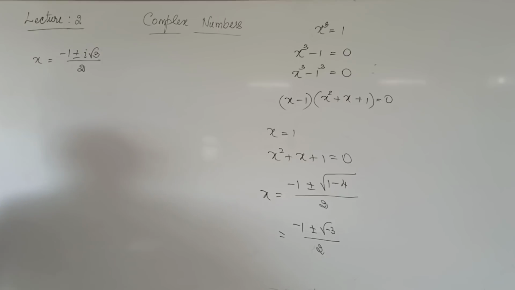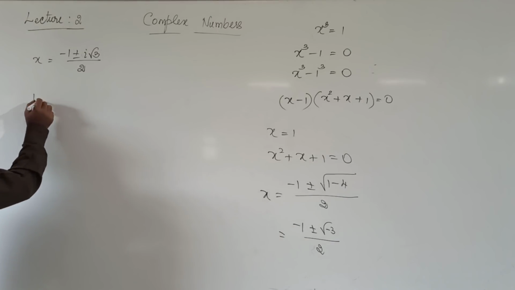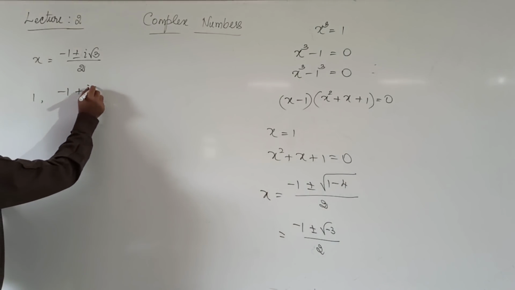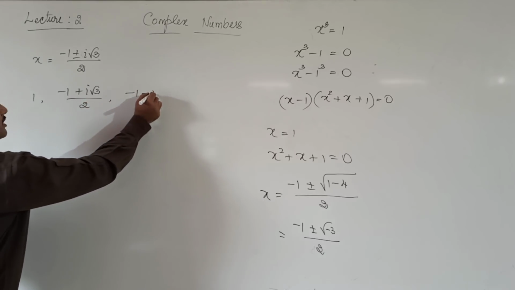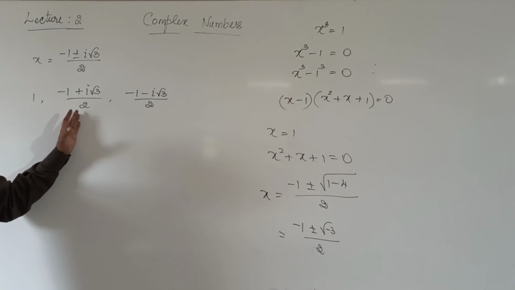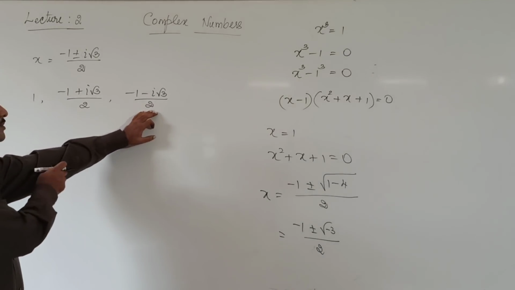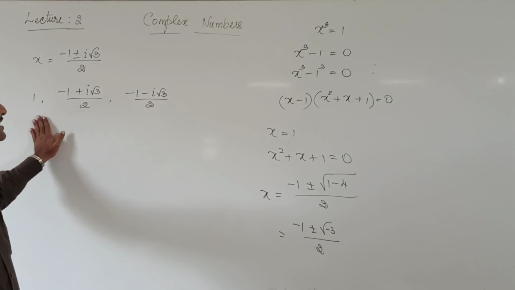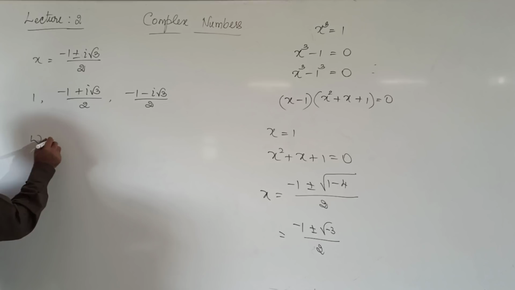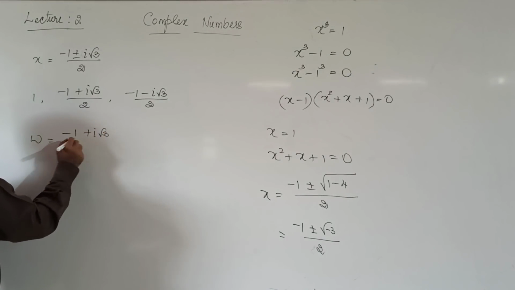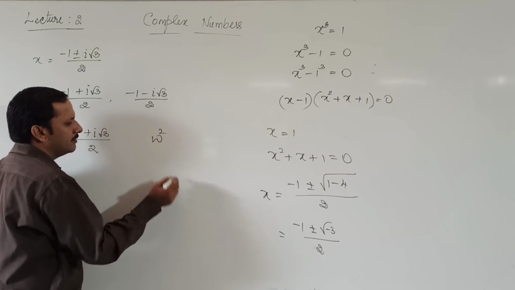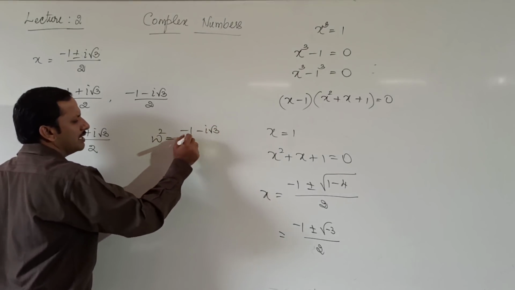Okay. So the cube roots of 1: 1 is one root. The other 2 roots are minus 1 plus i root 3 by 2 and minus 1 minus i root 3 by 2. Okay. So 1 is one root, minus 1 plus i root 3 by 2 is one more root and minus 1 minus i root 3 by 2 is the other root. These 3 roots are called the cube roots of unity and usually this is denoted by omega. Omega is equal to minus 1 plus i root 3 by 2. If this is denoted by omega, then this will be omega square. Omega square is equal to minus 1 minus i root 3 by 2.